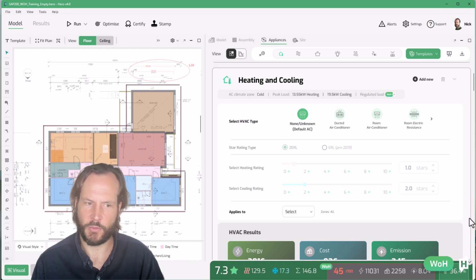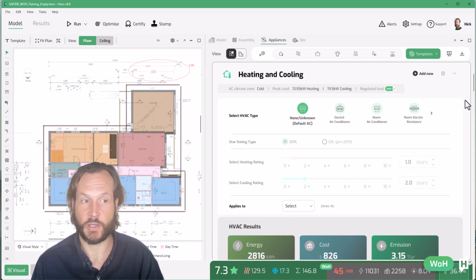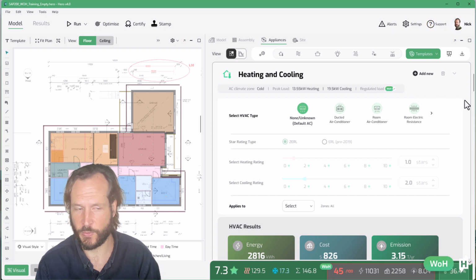Alright, so now we can finally look at the HVAC types available here. Firstly, you'll see that the first selectable HVAC type is called None Unknown, or Default AC. So let me explain that one because it's quite important. Firstly, in NatHERS Whole of Home, you have to have a HVAC system for the dwelling, even if you don't plan on installing one.